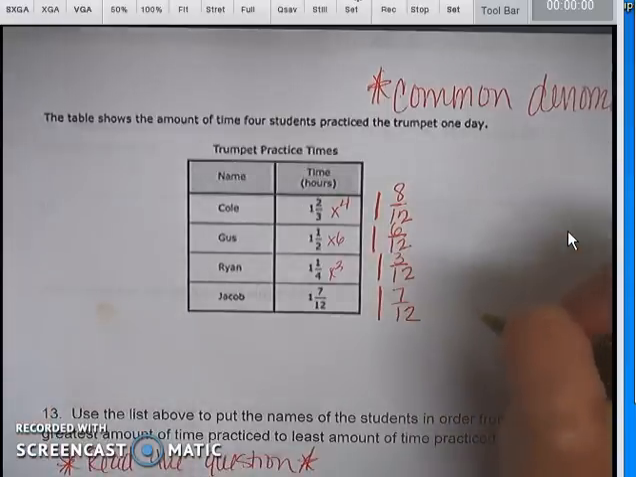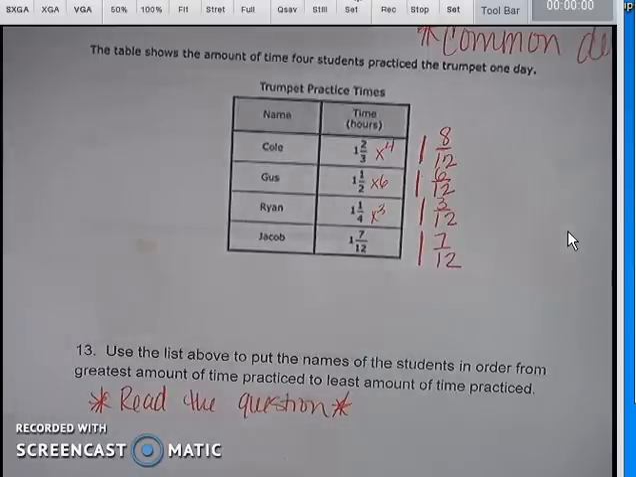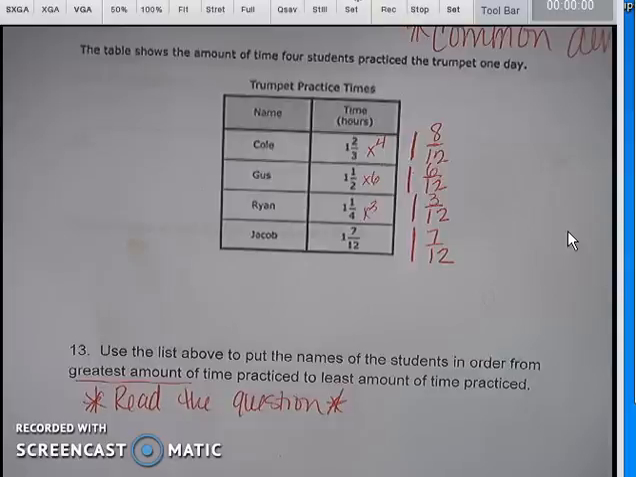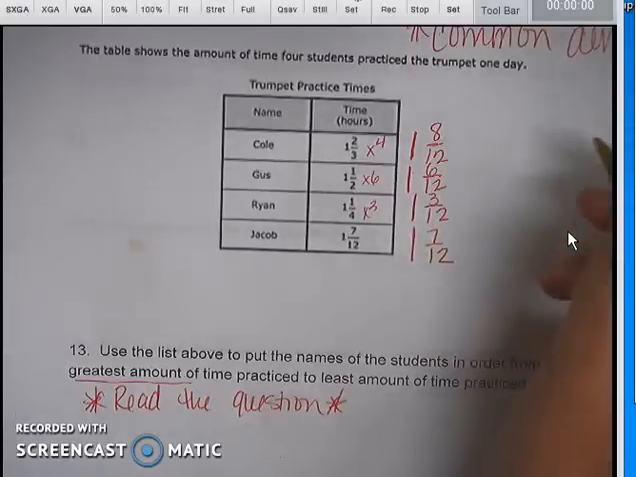Okay, so when I have a common denominator, it's easy to see which one is the biggest because all of the pieces are the same. So whichever one has most of the pieces filled in, that's what will be the greatest amount of time or the least amount of time. So this says greatest amount of time. So I'm looking for the one that has, they all have at least 1 hour, but I'm looking for the one that has the closest to having another whole. Well, I have 8, 6, 3, and 7. Which one of those is the biggest?